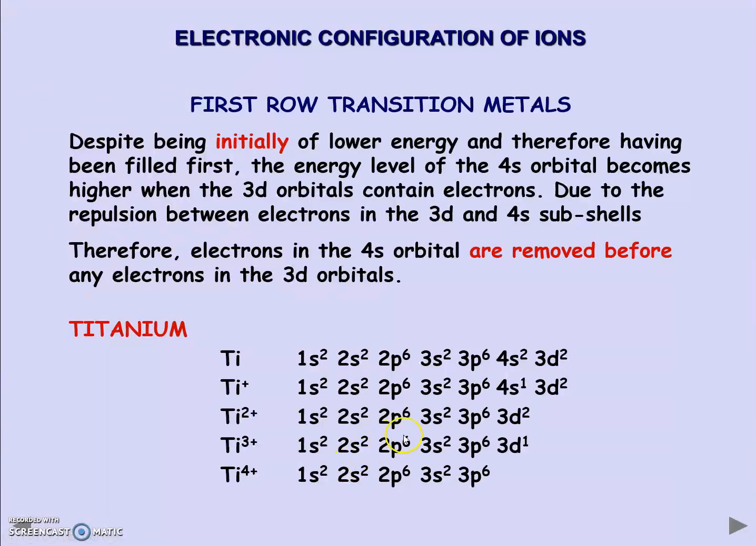And the curious thing about the first row of transition metals is that it just gets complicated: the 4s electrons are removed before the 3d electrons. And that goes for all of the transition elements that we have, all the d block elements. So you can see that titanium has the 4s2, 3d2 electron configuration, and then these are the other configurations.